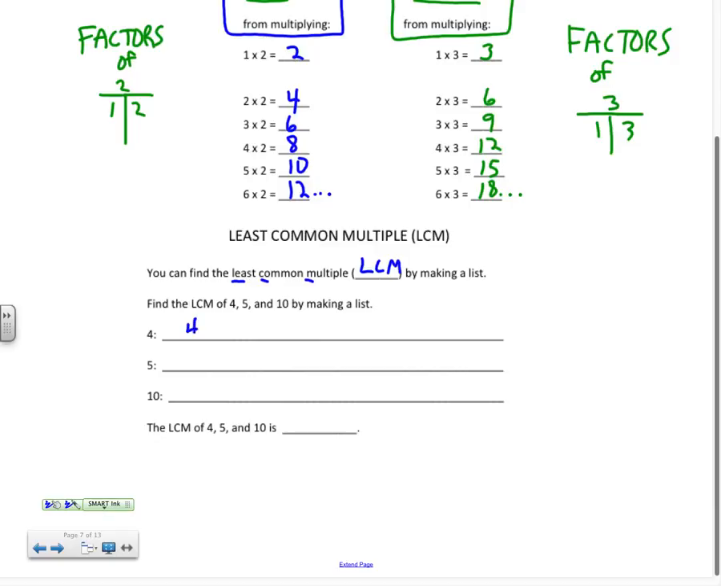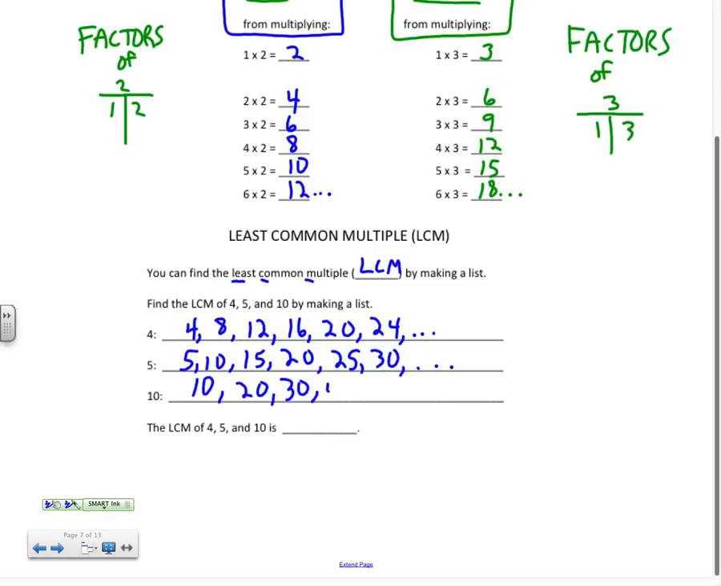Multiples of 4: 4, 8, 12, 16, 20, 24. I could go on and on, so I'll do dot, dot, dot to indicate that. Multiples of 5: 5, 10, 15, 20, 25, 30, and again, these would go on and on and on. And then multiples of 10: 10, 20, 30, 40, 50, 60, and again, they go on and on and on.